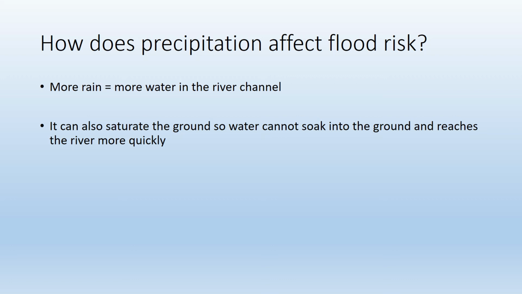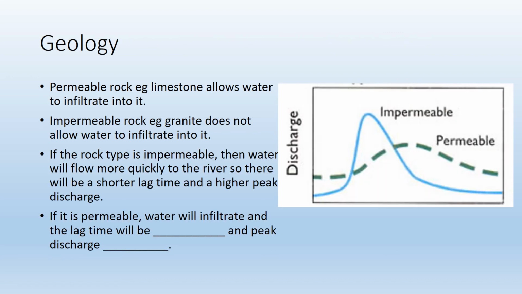Rain and precipitation is generally the main cause of river flooding, but we've got some other factors we're going to have a look at now which actually affect the risk of it being likely to flood. Okay, so let's have a look at that. So first of all is geology. So geology is rock type.